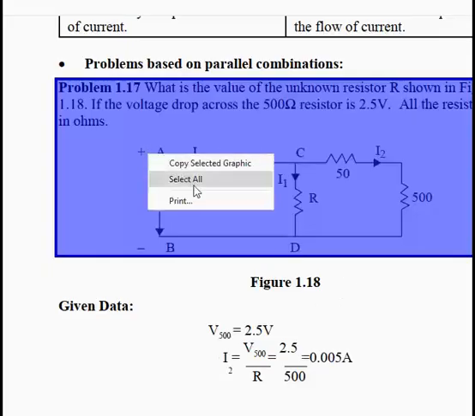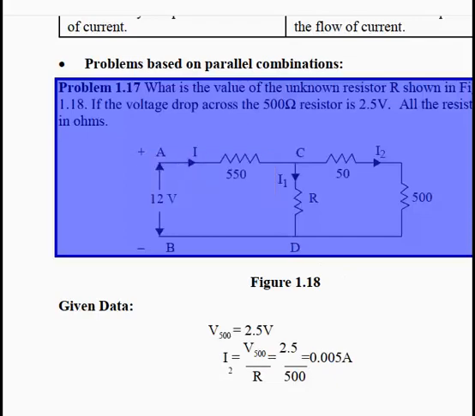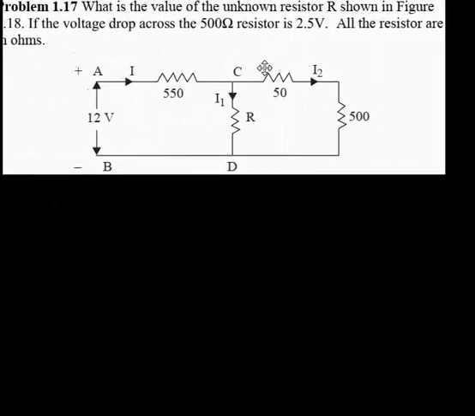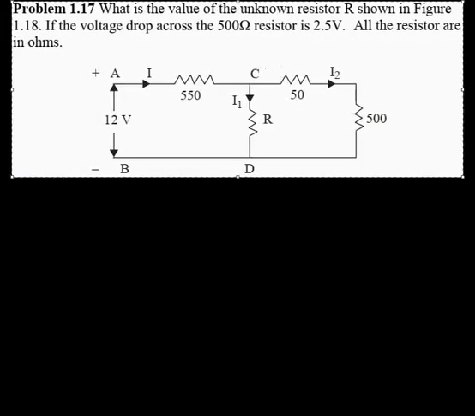I have a question here that I want us to do justice to. Please pardon me, I bring it right here on the screen. The question goes this way: what is the value of the unknown resistance R shown in figure 1.18? This is the figure here. If the voltage drop across the 500 ohm is 2.5 volts, they are saying that the voltage across this 500 ohm is 2.5 volts.